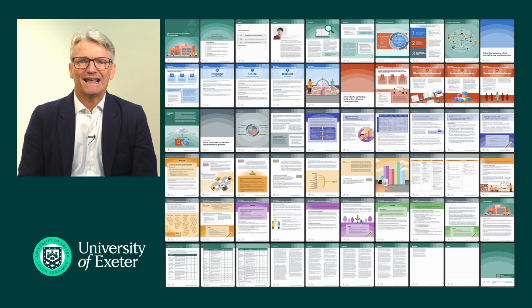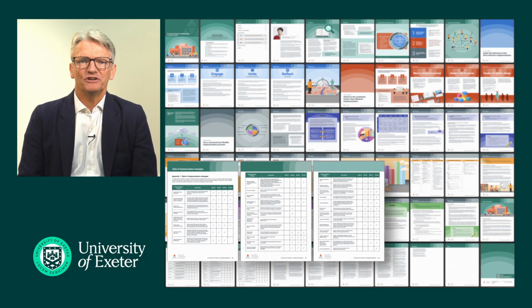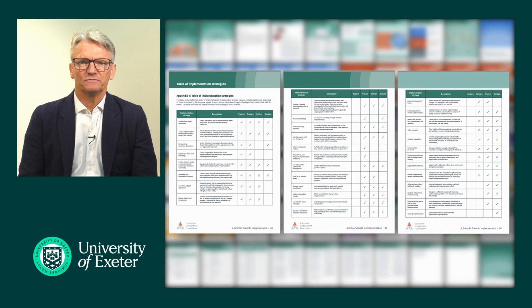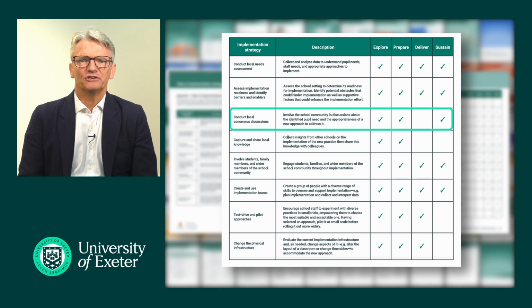They were developed by a team of academics who adapted implementation strategies from healthcare to educational settings. Our review of these strategies and analysis of how the context and behaviours relate to the strategy led to the 33 strategies listed in the guidance report. We can select strategies based on when they might be used, as already mentioned and indicated in the guidance report. For example, the strategy conduct local consensus discussions is where the school community are involved in the discussions about the need for a new approach and the appropriateness of the approach.